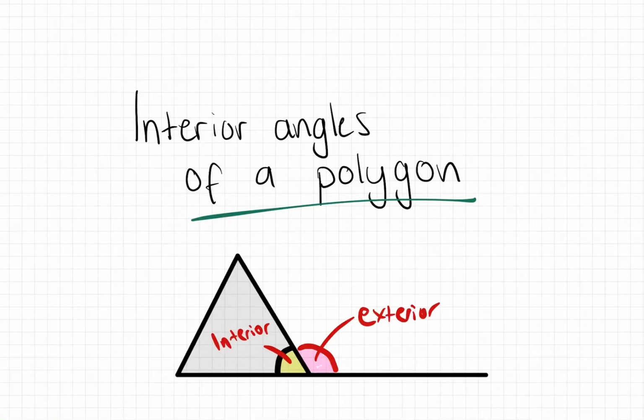Okay, in today's video, we're looking at interior angles of a polygon. If you're wondering what interior is, it's just the angle that's inside the shape here, and naturally the one on the outside is the exterior one. So let's get on with it.